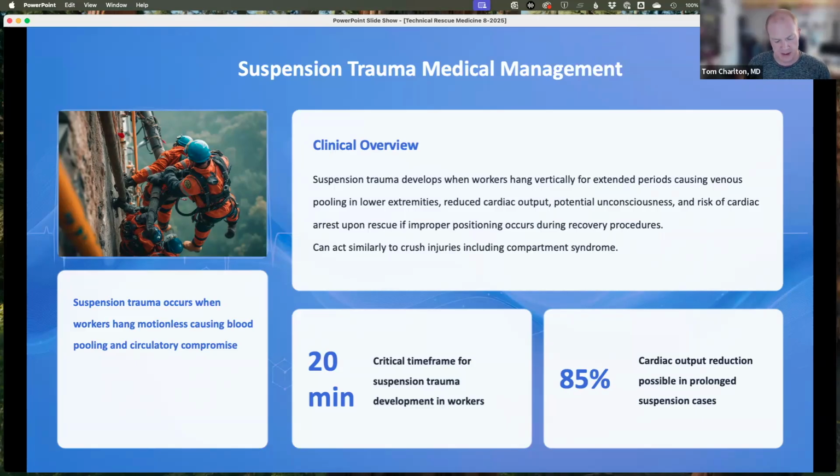And it becomes this cycle of, we've now dilated the blood vessels.